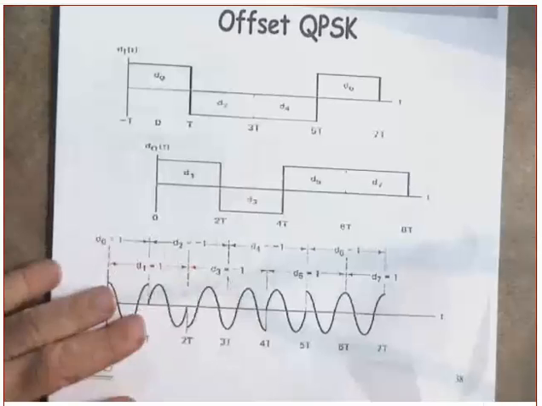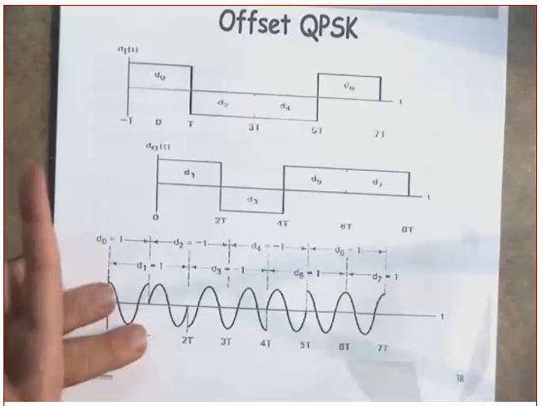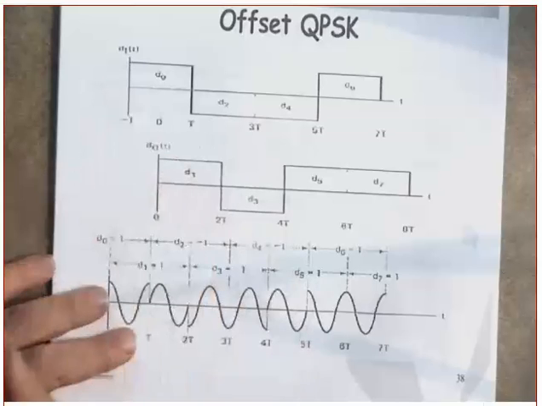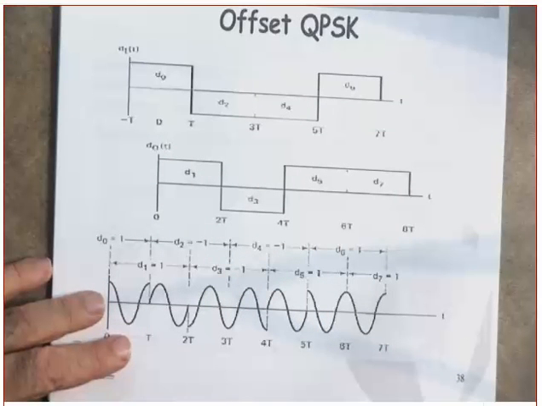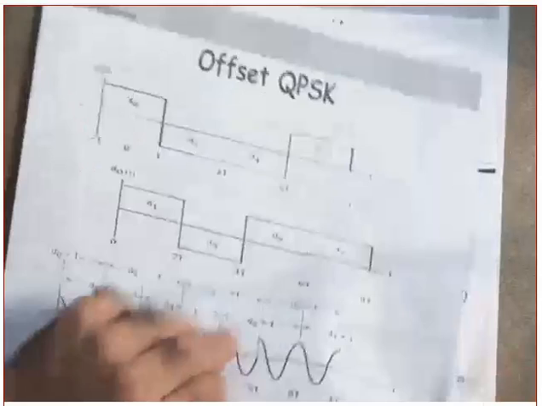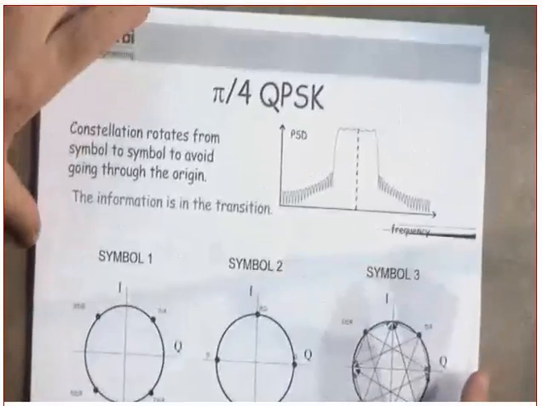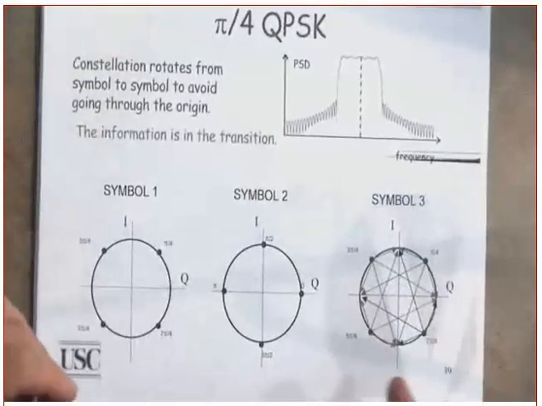By the way, do you need more bandwidth or is it the same bandwidth? It's the same bandwidth. Are you following or not? It's the same power. It's just the complexity of your transmitter and receiver will increase just a little bit by introducing the delay in it. Clear? Okay. Let's see if you can help me. The pi over 4 QPSK. Let's understand what this is.